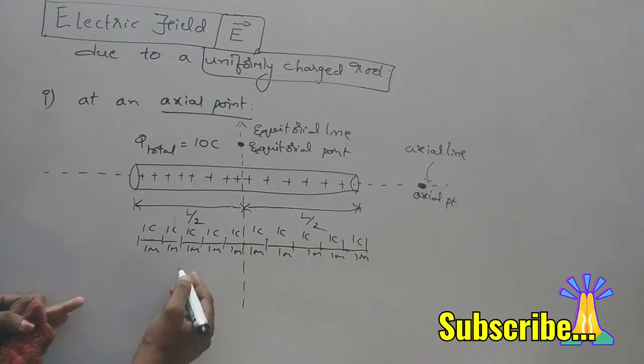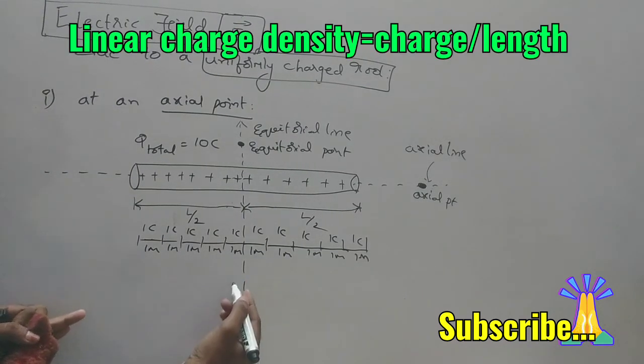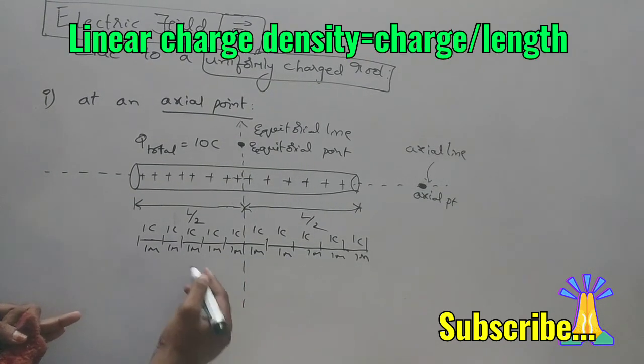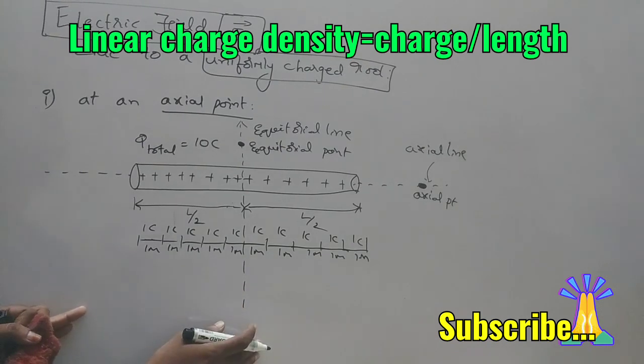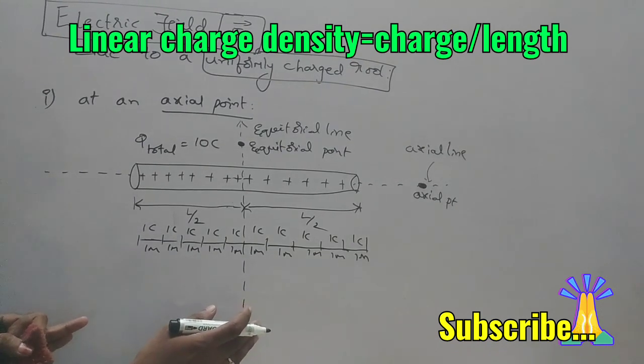If I observe this uniformly charged rod clearly, the linear charge density of this uniformly charged rod is denoted by the letter lambda. Linear charge density.